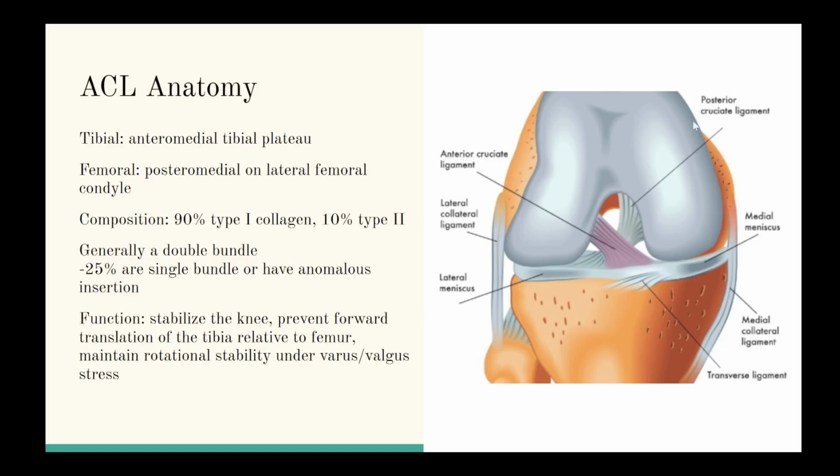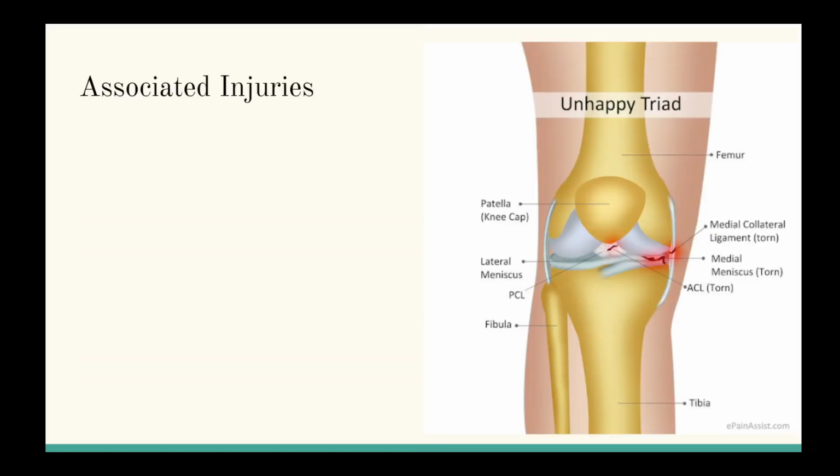And we can see this illustrated here on the right. Here's the tibial insertion on the tibial plateau, and you can see the ACL tracking backwards to the lateral femoral condyle here, and it's on the medial aspect of that. And the function of the ACL is to stabilize the knee, prevent forward translation of the tibia relative to the femur, and maintain rotational stability under varus and valgus stress.